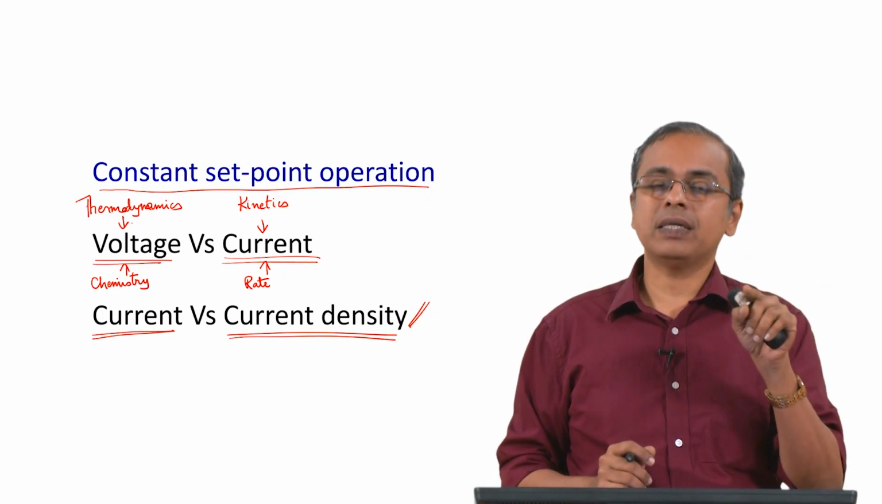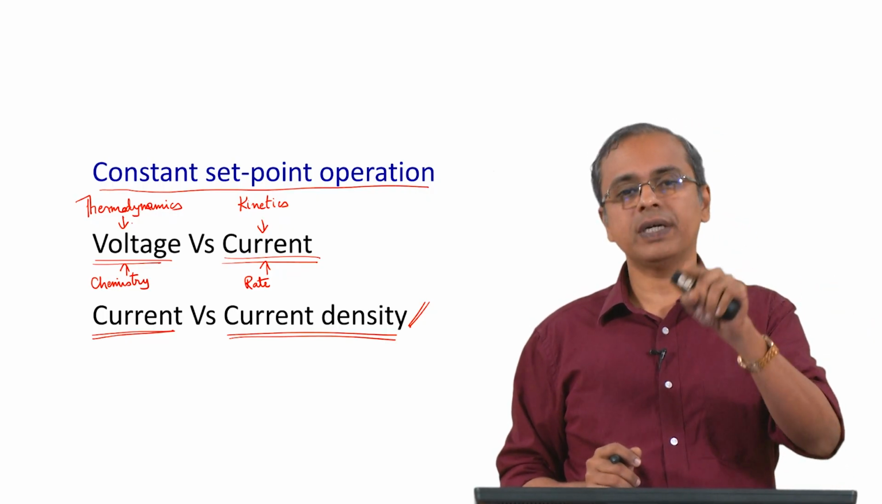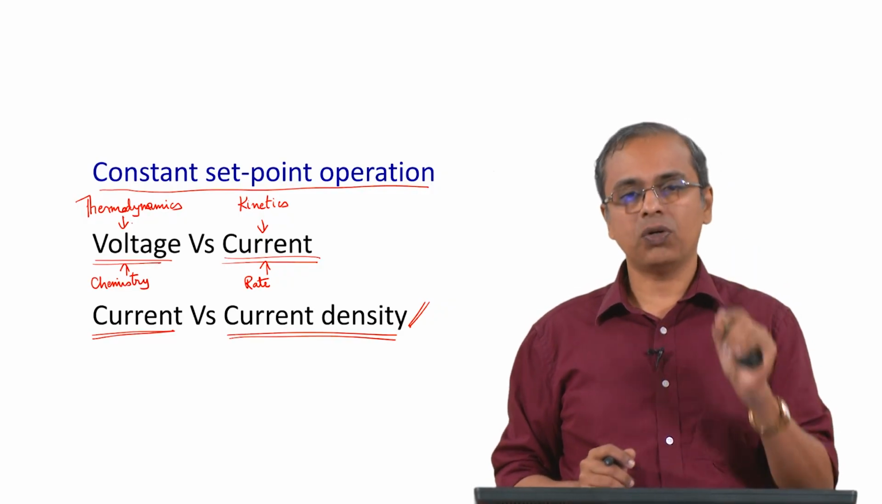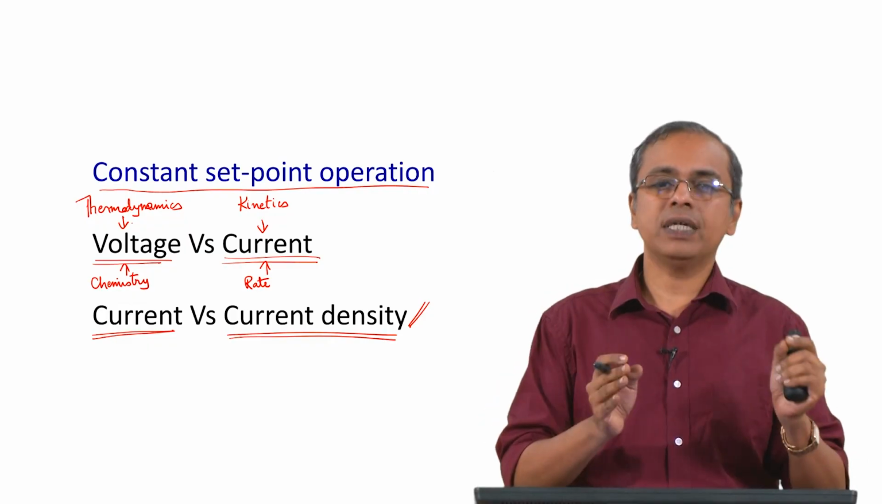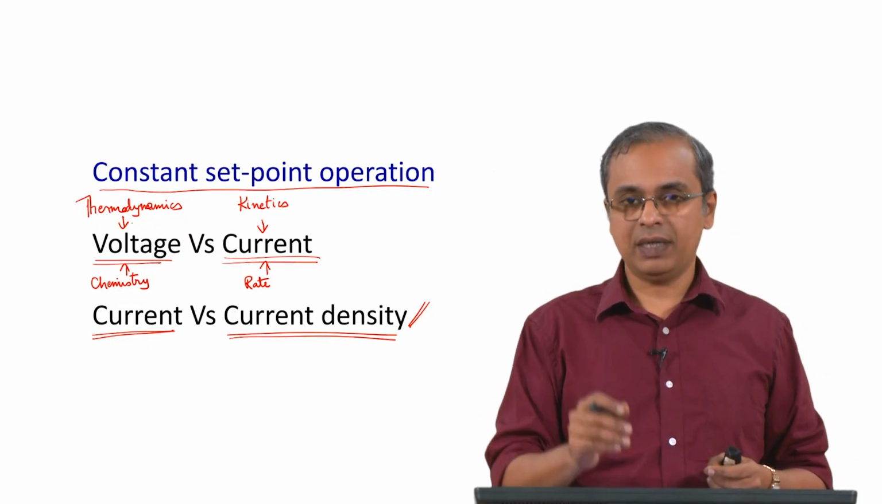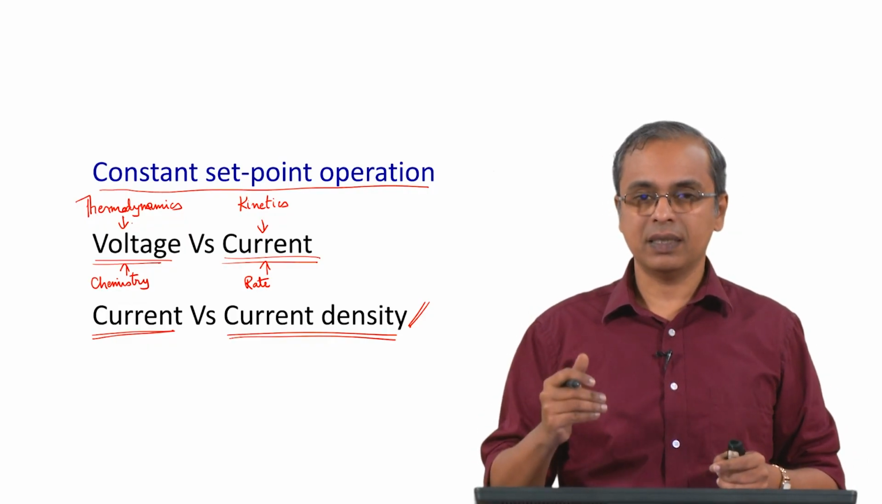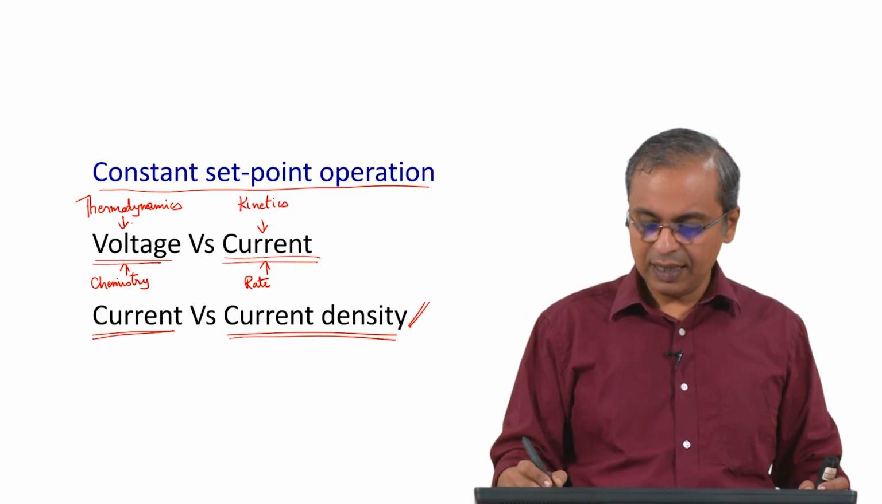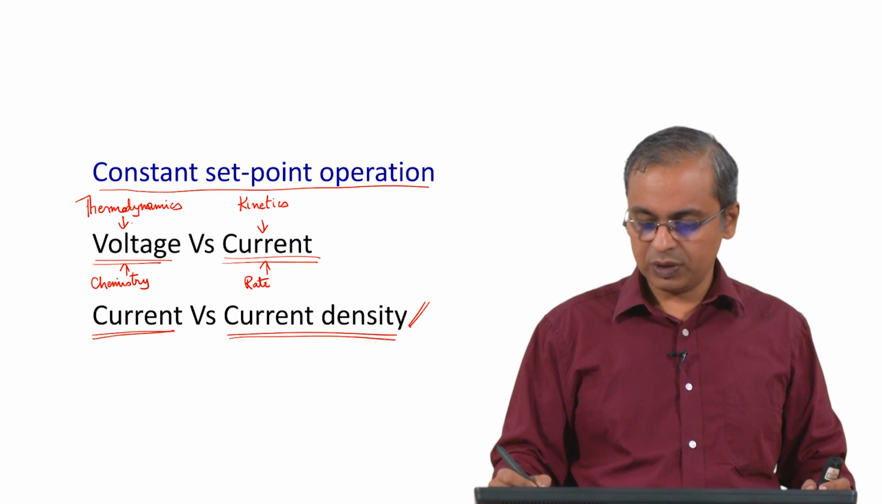So, by looking at composition, it is sort of already doing a normalization, because composition is some kind of a concentration that is already normalized in some sense. Therefore, voltage is unaffected by size, current is affected by size. So, current we need to look at in terms of current density.